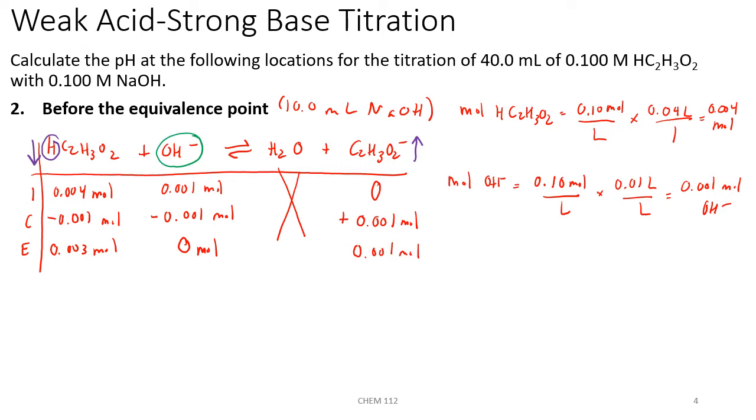So this is essentially a buffer type calculation at this point, because what we have present in our flask after this partial neutralization is weak acid, acetic acid, with some conjugate base, acetate anion.